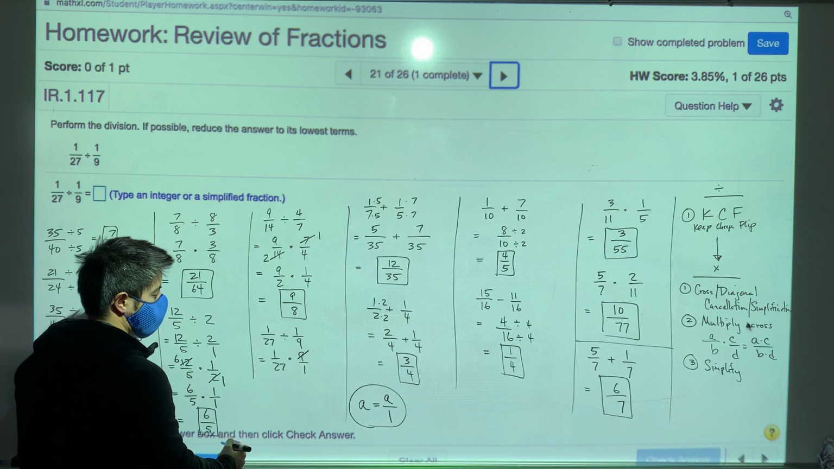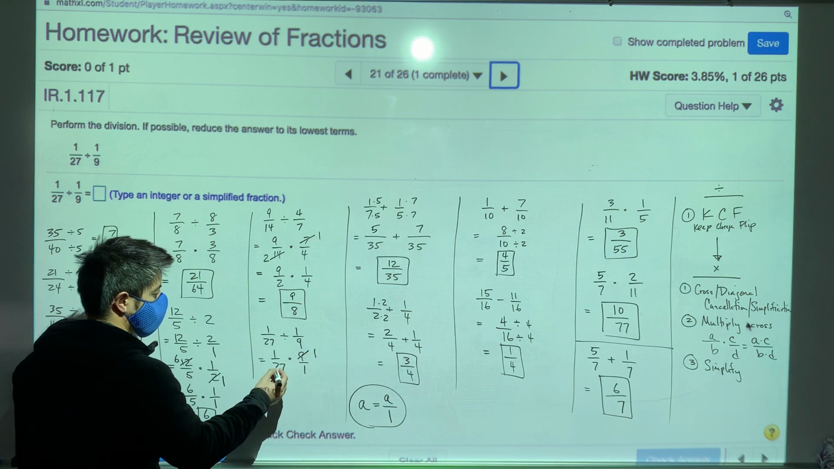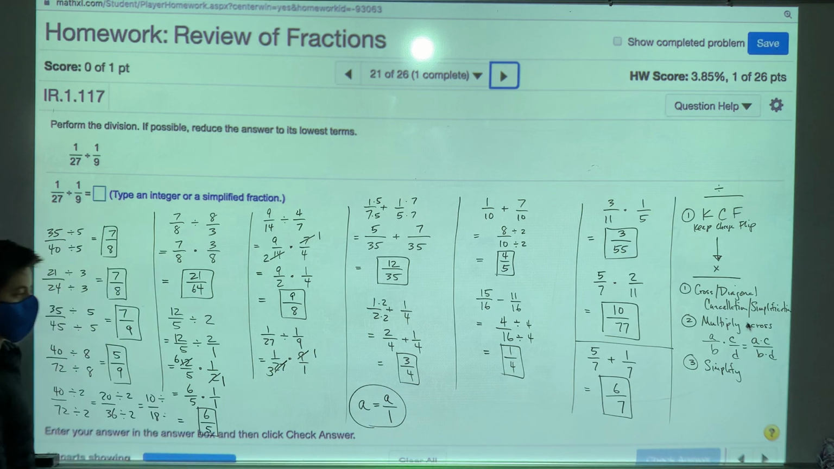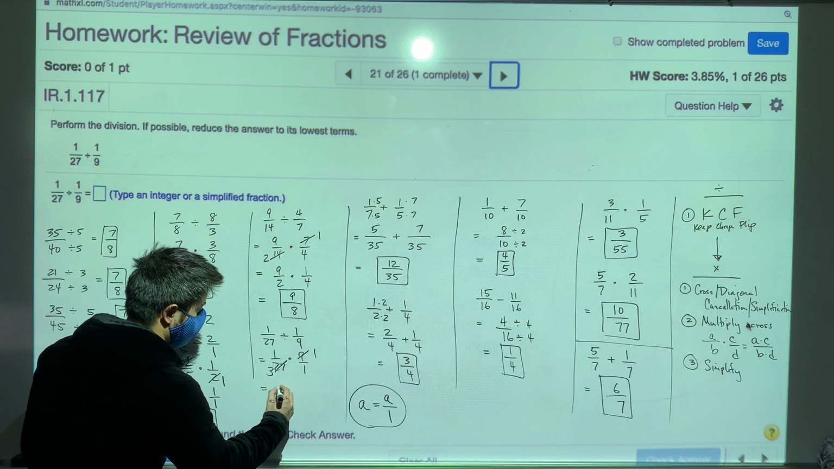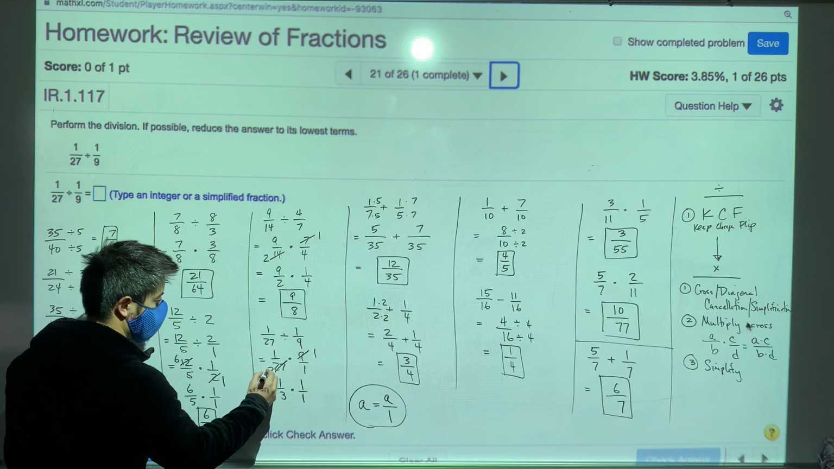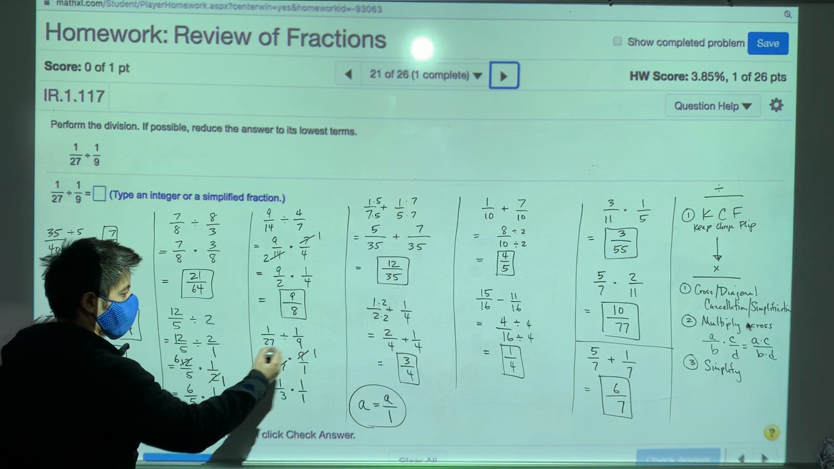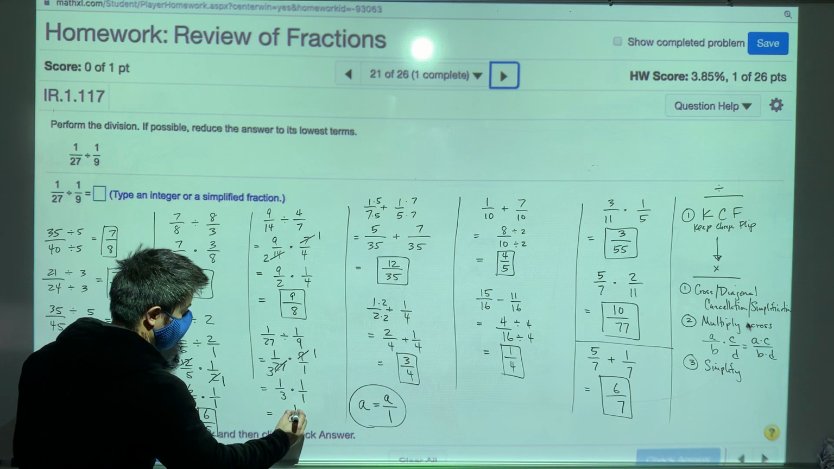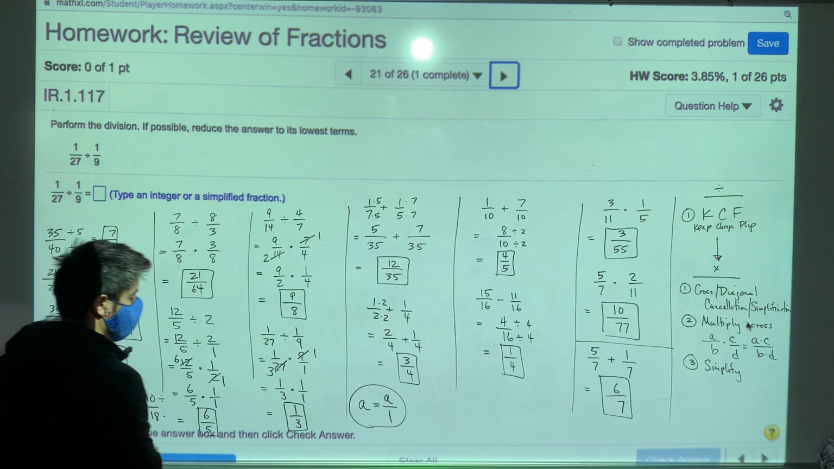9 divided by 9, 1. 27 divided by 9, 3. And so I've now simplified, canceled diagonally. Rewrite the problem, because it's a lot easier to work with 1 over 3 times 1 over 1 than to look at this sort of a mess and finish it out. 1 times 1 is 1, 3 times 1 is 3, and we're done.